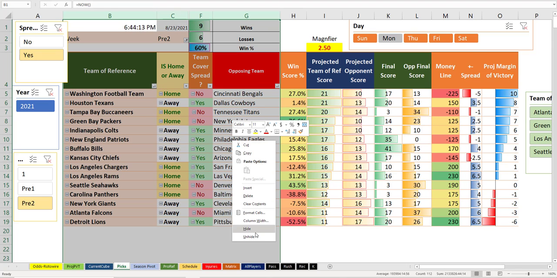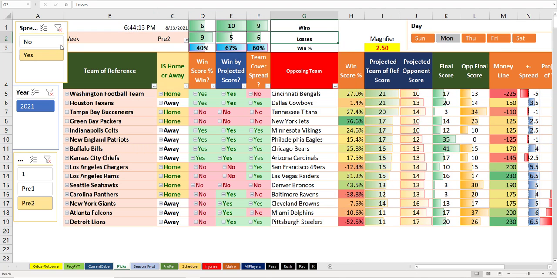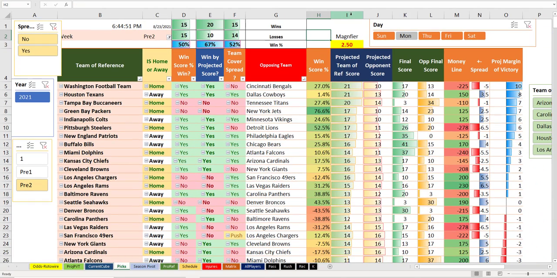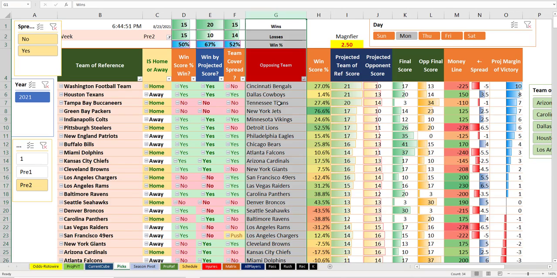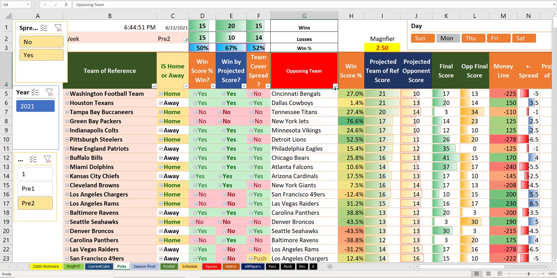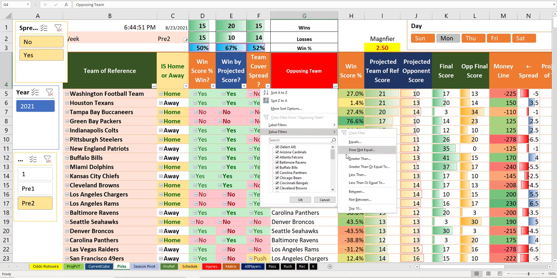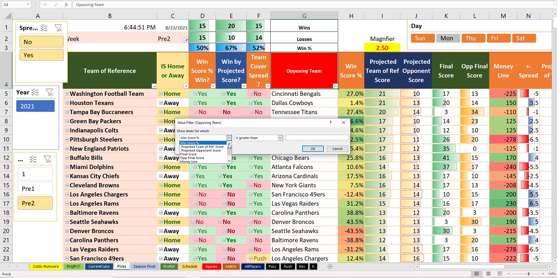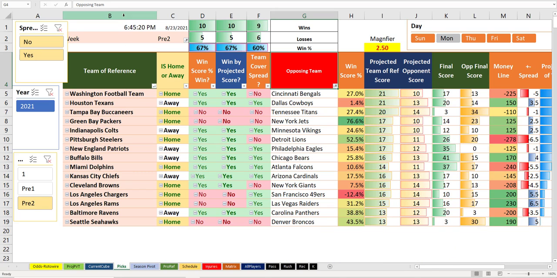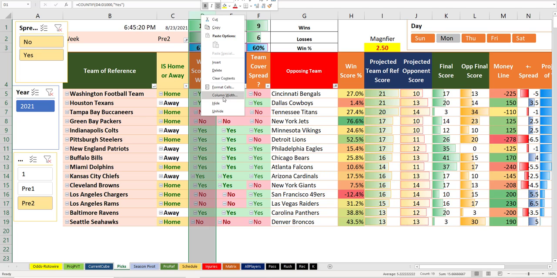So that's how you look at whether or not we liked a team on the spread. Well, what if we liked a team by the projected score to win the game? How did those teams do? Right under the opposing team filter, there's a little arrow. If you click this arrow, you can go to value filters, greater than, and you can say we care not about the win score, but all the way down here, the projected margin of victory is greater than 0. If the projected margin of victory for this team is greater than 0, now you're only going to see where we projected this team was going to win by the score. And how did those teams do?